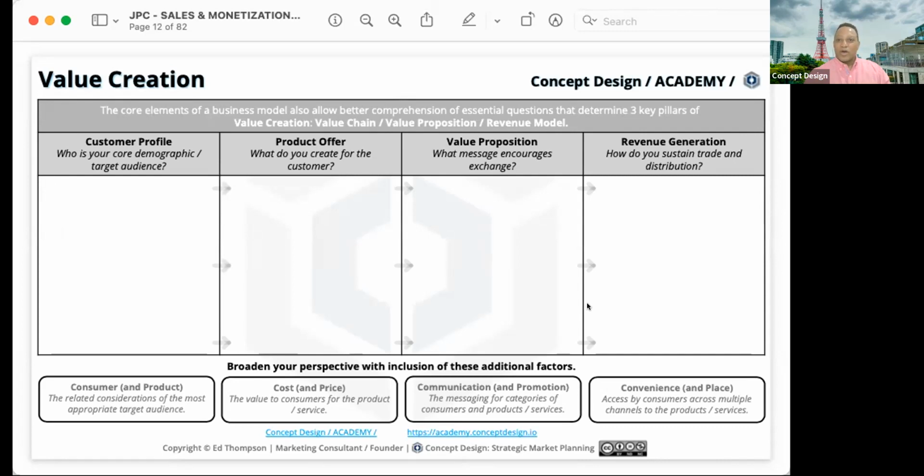And so I want to open up the floor and let's go through the FinTech Challenge first. Those of you who are involved in the FinTech Challenge, I would like for you to raise your hand, comment on any one of these particular topics here: customer profile, the product offer, value proposition, or revenue generation. Who would like to start?